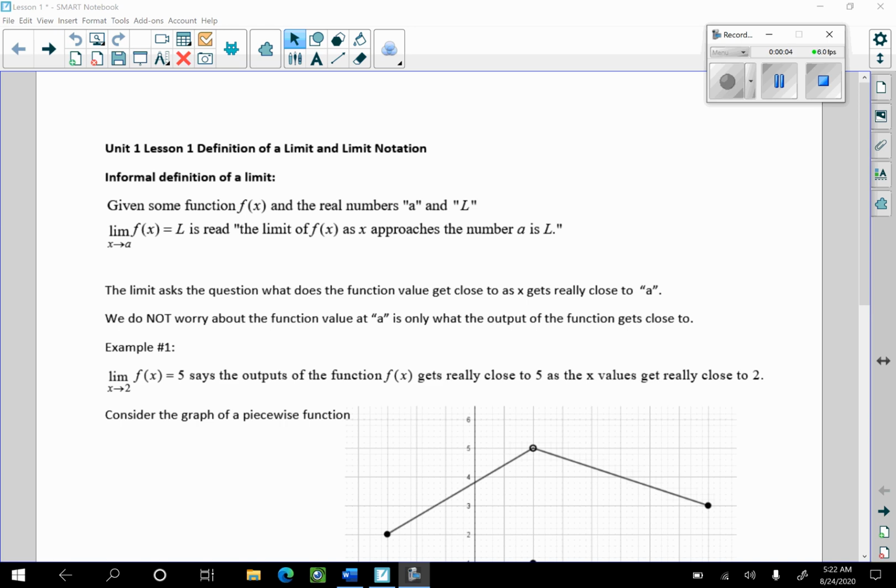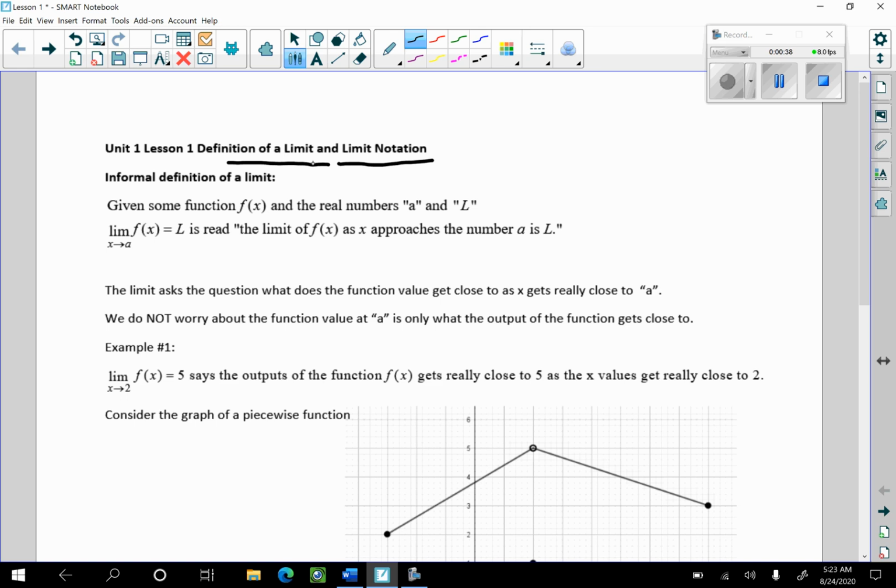Hello everybody. Today we're going to talk about Unit 1, Lesson 1 in our interactive calculus notebook. We're going to start off with an informal definition of a limit and the limit notation. This limit notation is going to be very different for us. This definition of the limit is going to be an informal definition, as the formal definition uses epsilons and deltas. And for this particular course, an informal definition will suffice.